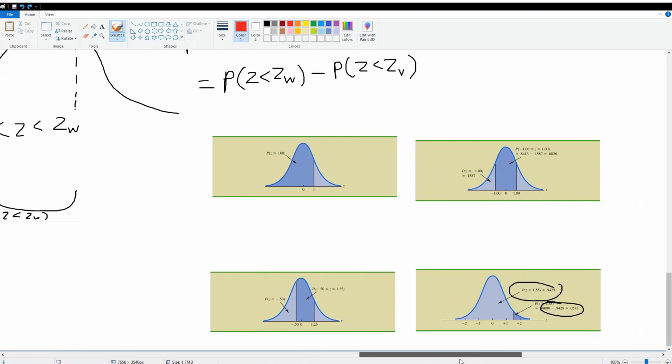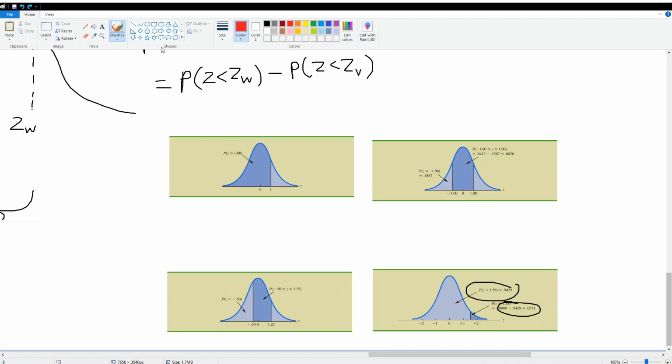So now let's go to some real hard depictions. Here is an example of being in between two z-scores. This would be ZV, and this would be ZW. So in this case, ZV is negative 1/2, and ZW is positive 1 1/4. So the chances of our z-score being from negative 0.5 to positive 1.25 is equal to the probability of being below 1.25 minus the probability of being below negative 0.5.